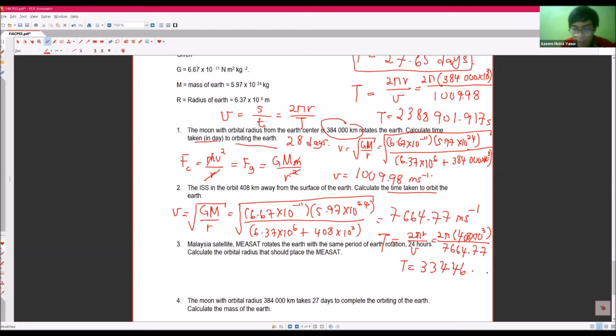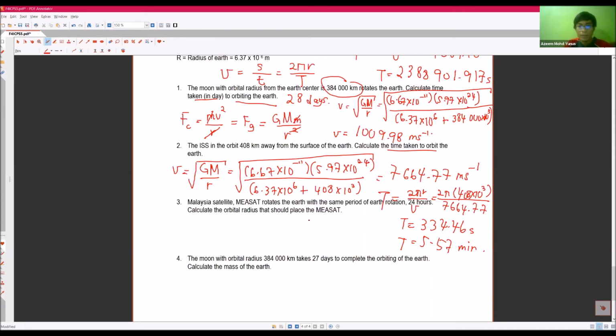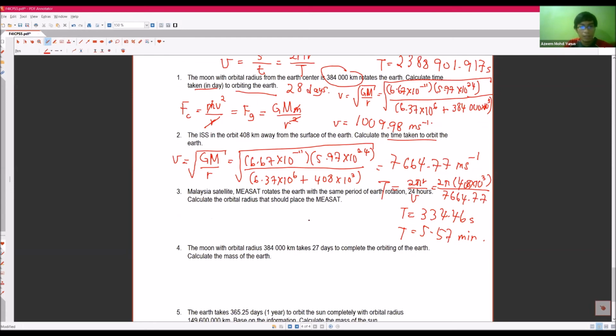We got 334.46 seconds. So how many minutes? 5.57 minutes. Okay. So basically, ISS took about 5.57 minutes to revolve around the Earth.